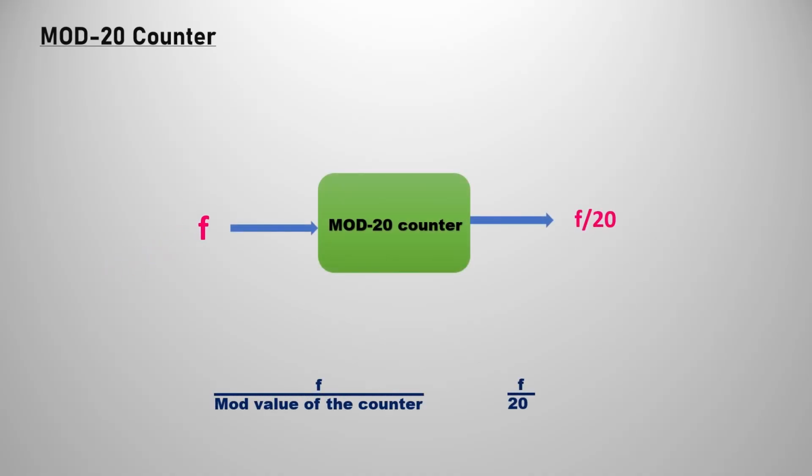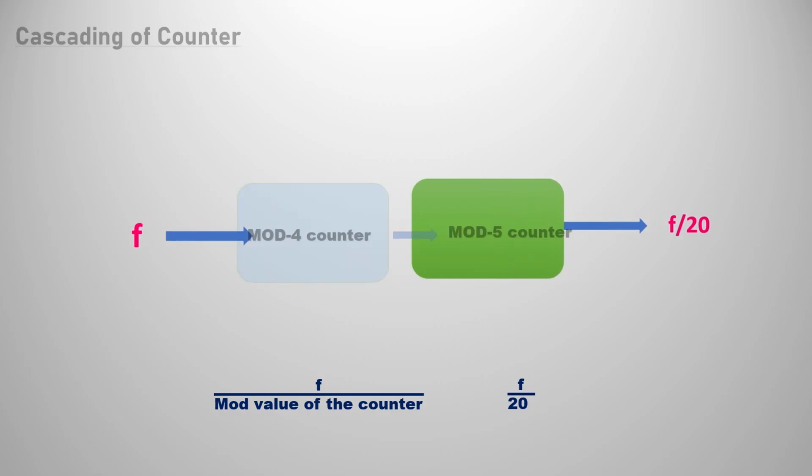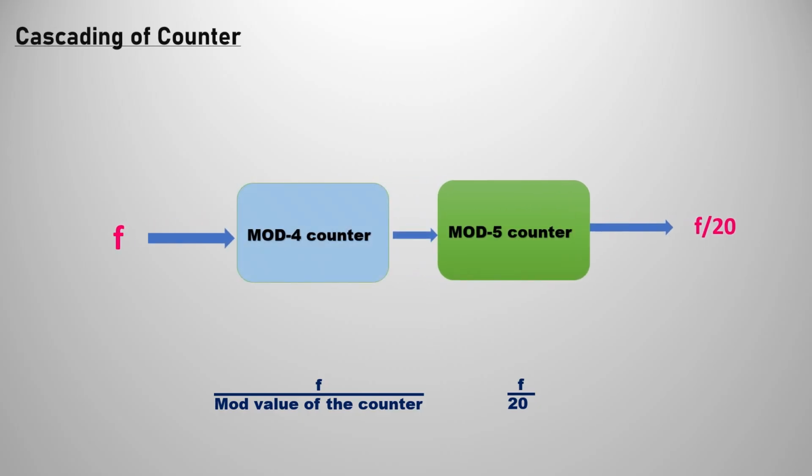Similarly, if you have a mod 20 counter and you pass frequency f, in the output you are going to get f by 20. So that is the same thing that we have seen. Now we are going to understand the cascading of counters. If you cascade a mod 4 counter and a mod 5 counter and pass the frequency f, again you are going to get f by 20 frequency. Why is this happening? Because if you cascade any two counters, the main modulus becomes mod 4 into 5, that is mod 20. That is the reason in the final output we get the frequency f by 20.